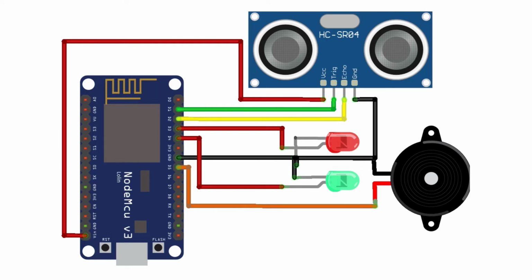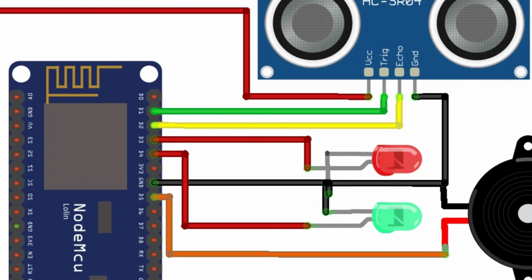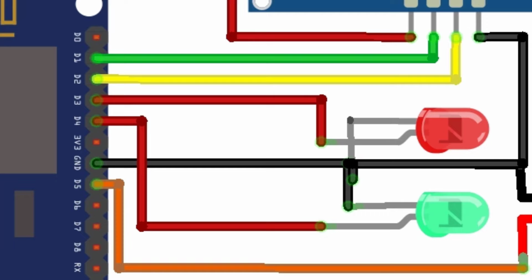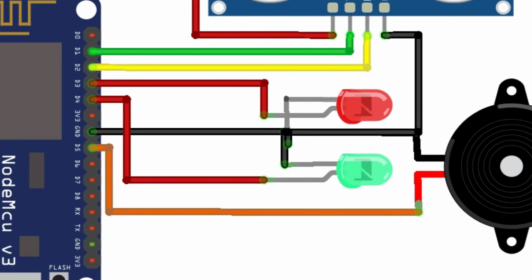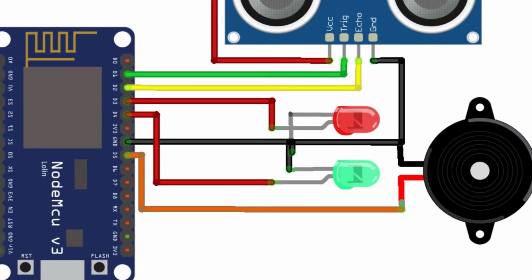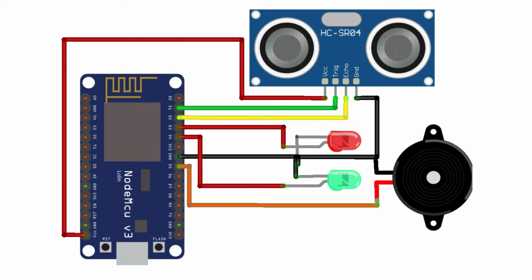So here is the flood monitoring system circuit diagram. The VCC pin of the HC-SR04 sensor is connected to the VIN pin, GND is connected to the GND pin, the trig pin is connected to D1, GPIO pin number 5, and the echo pin is connected to D2, GPIO pin number 4. Similarly, the green LED is connected to the D4 pin, and the red LED is connected to the D3 GPIO 0 pin. Similarly, the buzzer positive pin is connected to D5, and the GND pin is connected to the ground. Now the circuit diagram is completed.